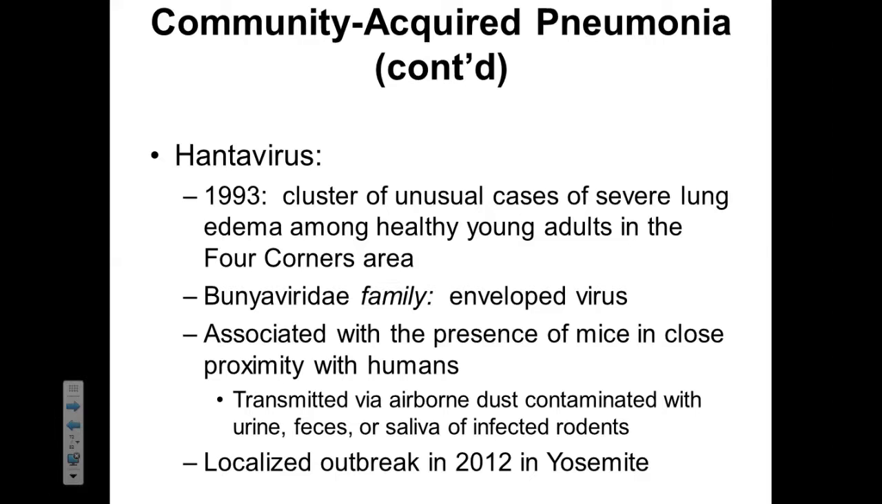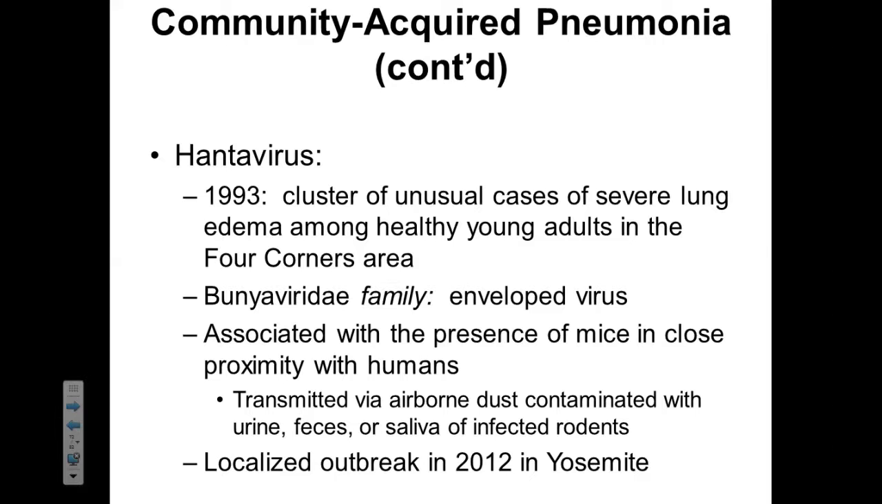We also have the Hantavirus. The Hantavirus is another pathogen that can cause community-acquired pneumonia. In 1993, there was a cluster of unusual cases of very severe lung edema in young, healthy adults in the Four Corners area. It was found to be caused by the Hantavirus. This virus is categorized within the Bunyaviridae family.